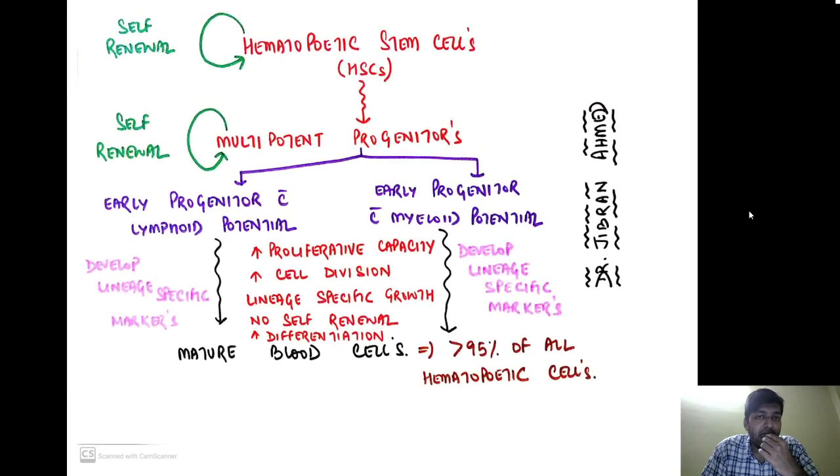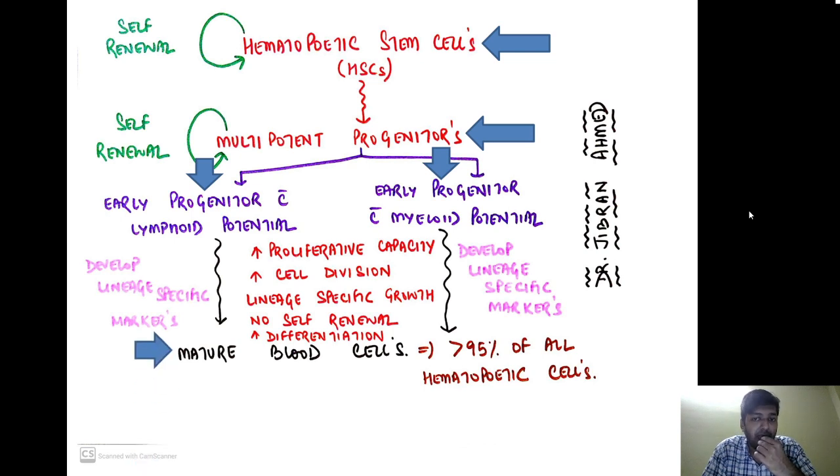Now there is one more important property that I wanted to highlight, which I couldn't in the previous image, so I have made this image again. What I wanted to show here is that once these committed or early progenitors finally form mature blood cells, which comprise more than 95% of all the hematopoietic cells.